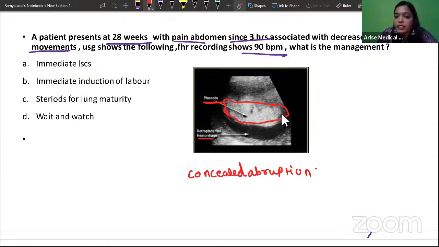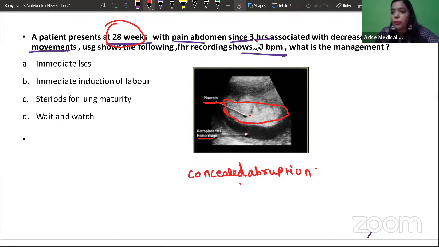So as the placenta is separated, you tend to see blood behind the placenta, right? So this is a concealed abruption. You have a 28 weeks. That means it's premature baby, no lung maturity, right? She has pain abdomen since 3 hours.